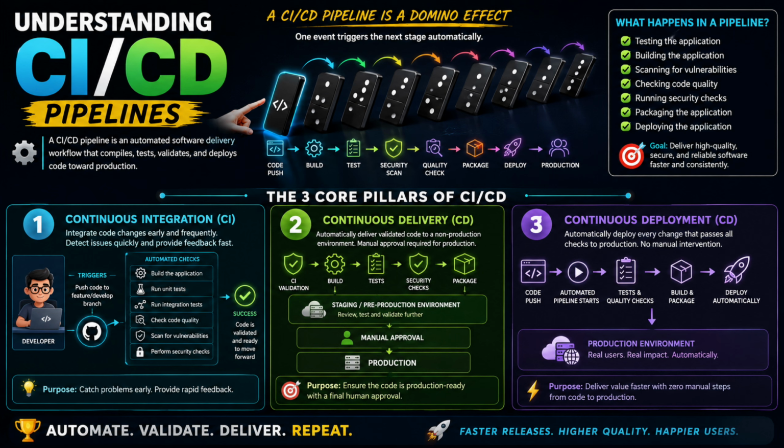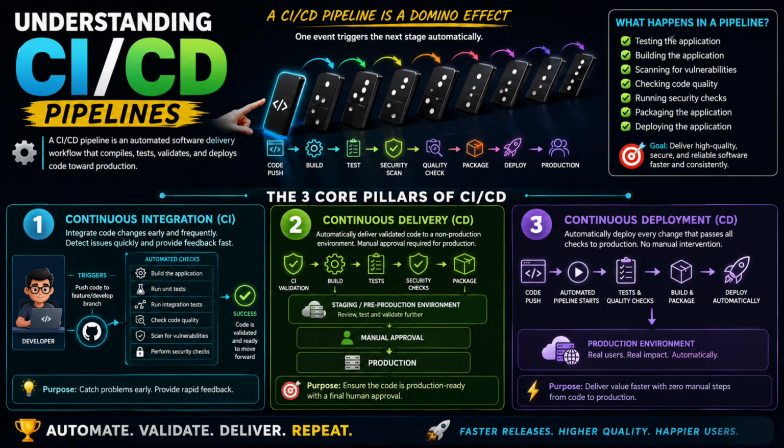But first, let's understand what a CI/CD pipeline even is. By definition, a CI/CD pipeline is an automated software delivery workflow that compiles, tests and deploys code into production. By eliminating manual steps, it transforms software development from a risky, error-prone chore into a highly predictable, repeatable assembly line.